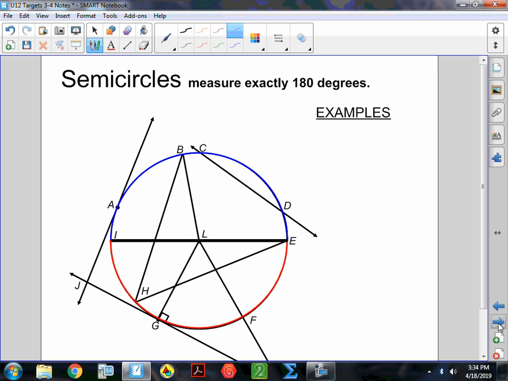And this shows you two semicircles. Semicircles are exactly a half circle. They measure exactly 180 degrees. We still use three letters to name them. So at the top, my blue arc would be ICE, and at the bottom, my red arc would be something like IGE.